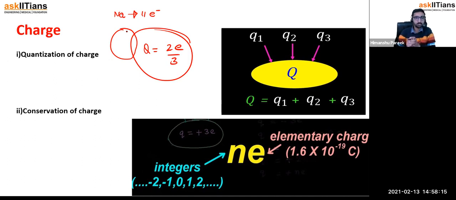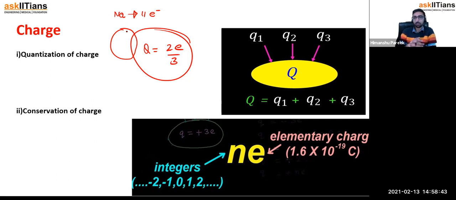Now, after this, conservation of charge. So basically, what did quantization tell us? That charge cannot be in a fractional multiple of electronic charge. It would be 2 electrons, it would be 3 electrons, like that. It cannot be a fraction of electronic charge, because charge can be taken out or can be given to the system in units of electronic charge only.